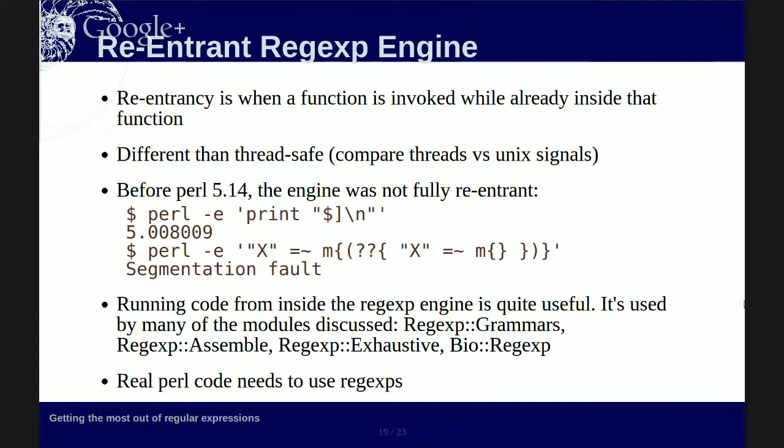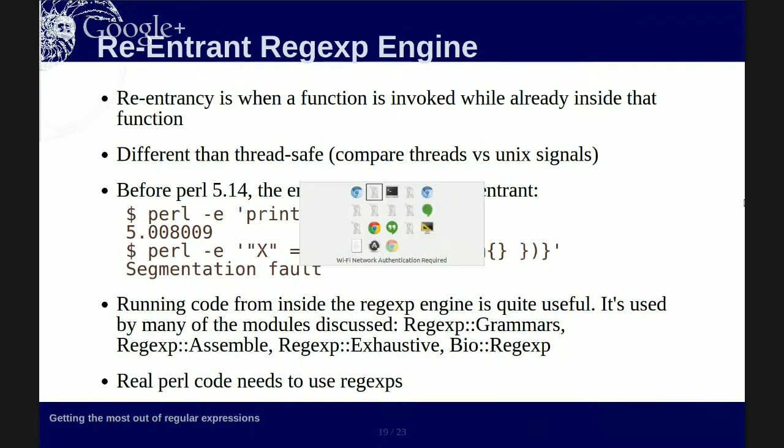Just because potentially user space data structures will be in an inconsistent state when they're accessed again, when they're re-entered, right? So, awesome work in Perl 5.14. Now you can actually call regexes from inside the regex engine itself, right?